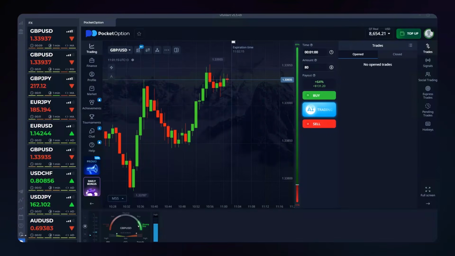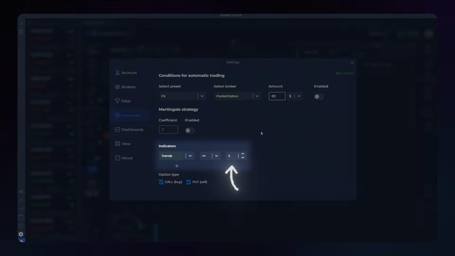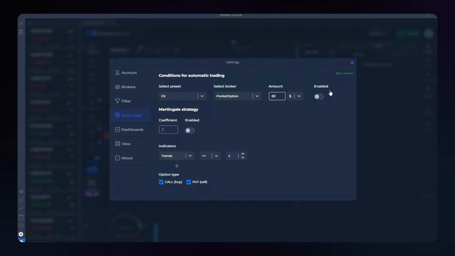Let's start by opening the vfxAlert application. Here you'll find the auto trading settings. I'll show you the exact configuration I personally use. Of course, every trader has their own preferences, so these settings aren't meant to be a recommendation. They're simply an example of how I trade. Let's check the selected asset, the trade amount, the entry parameters, confirm everything, and launch auto trading.